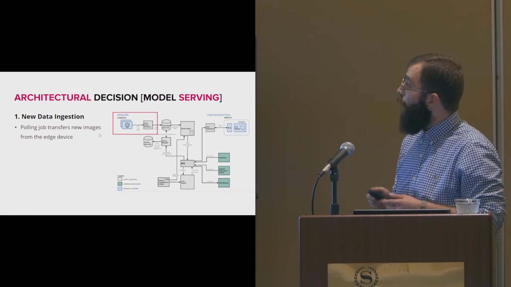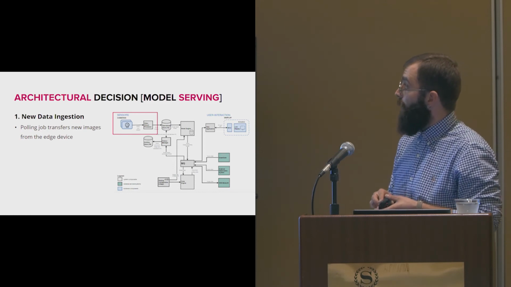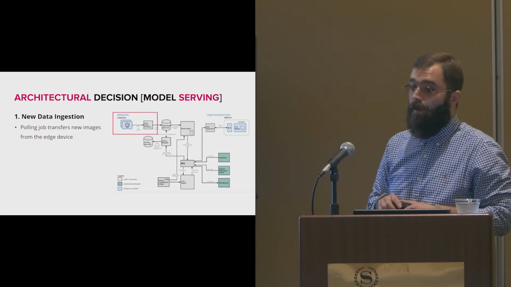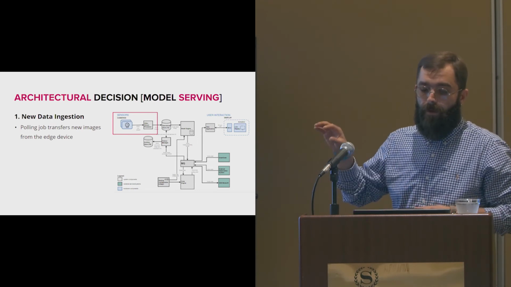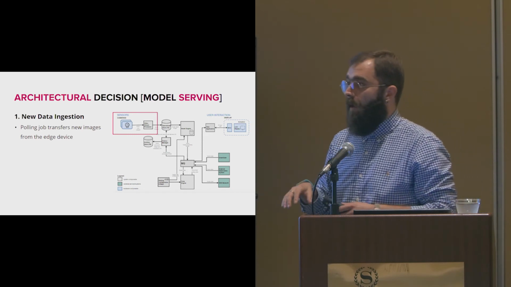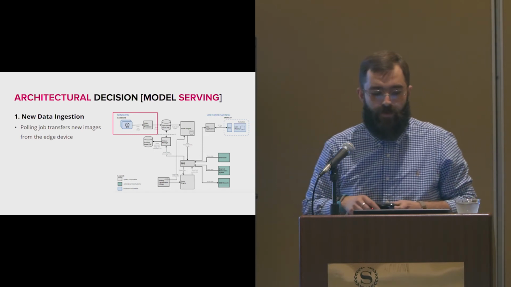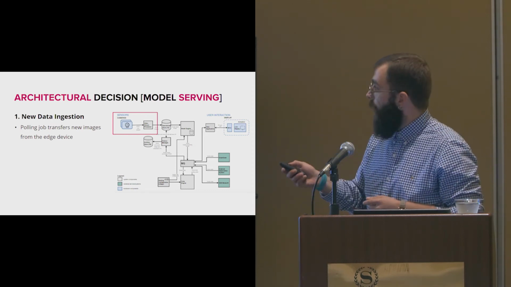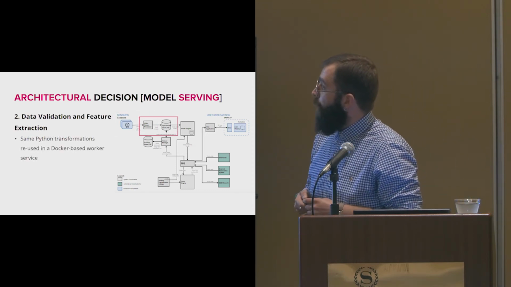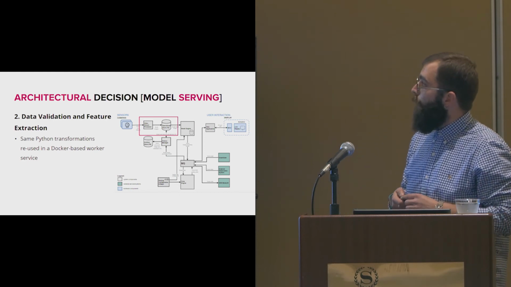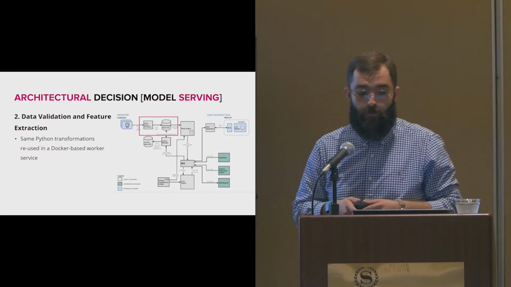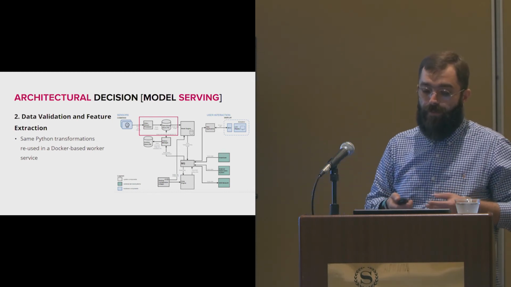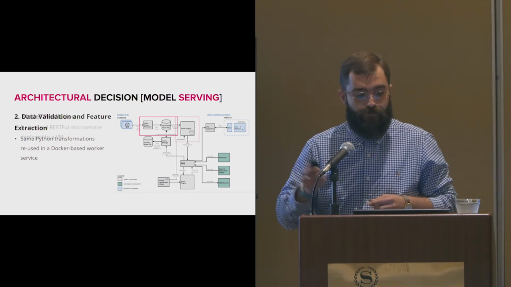And for model serving, the workflow was a little bit different. So what we did for this solution, we created a job that was polling the local storage on the camera every second or even less and transferring new images to what we call operational storage. And from that operational storage, there was a set of containerized workers that were processing those images and preparing them for prediction.